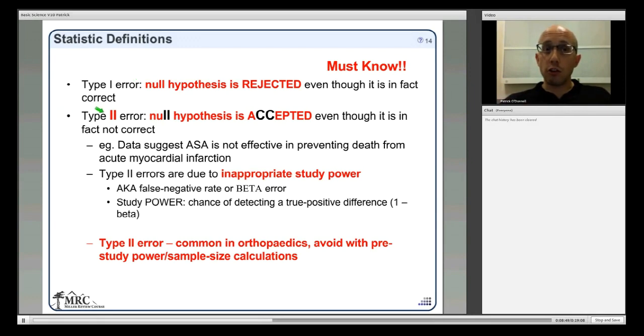Type 2 error, remember the 2, the null hypothesis is accepted. There are 2 C's in accepted, even though it is in fact not correct. So one example, data suggests aspirin is not effective in preventing death from acute myocardial infarction. Type 2 errors are due to inappropriate study power, aka the false negative rate or beta error that's being made. The study power is the chance of detecting a true positive if one actually exists, and it's 1 minus the beta. So type 2 error is common in orthopedics. You can avoid it with appropriate pre-study power calculations and sample size calculation.